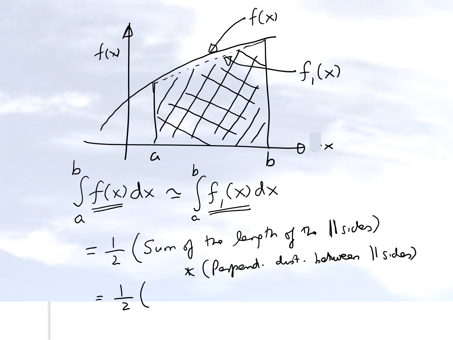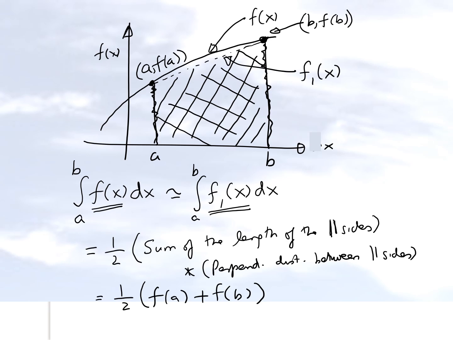Now, what is the sum of the length of the parallel sides? If you look at this point right here, that's a comma f of a. That is the coordinate of that, and the coordinate of this point right here is b comma f of b. So you can very well see the length of this side here is f of a. The length of this parallel side here is f of b.